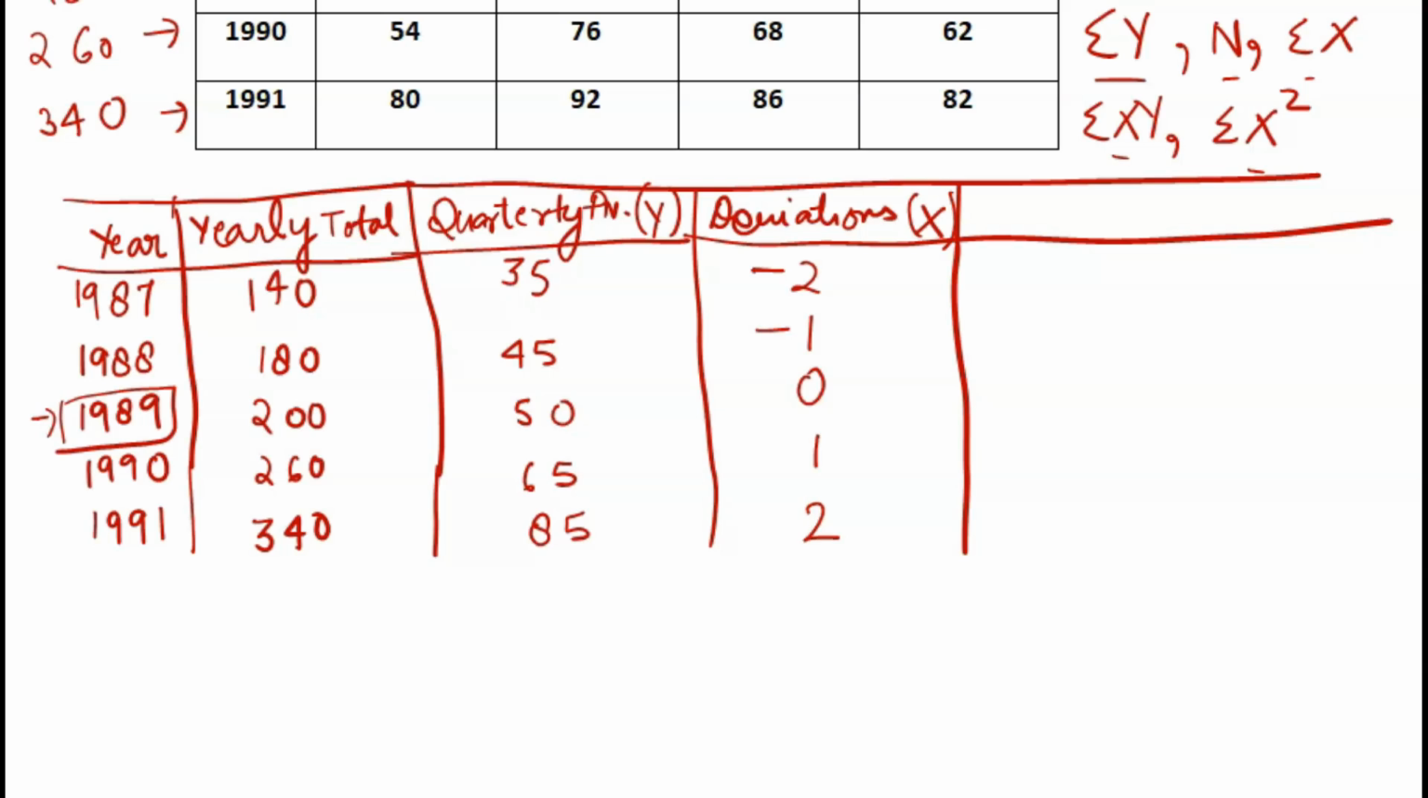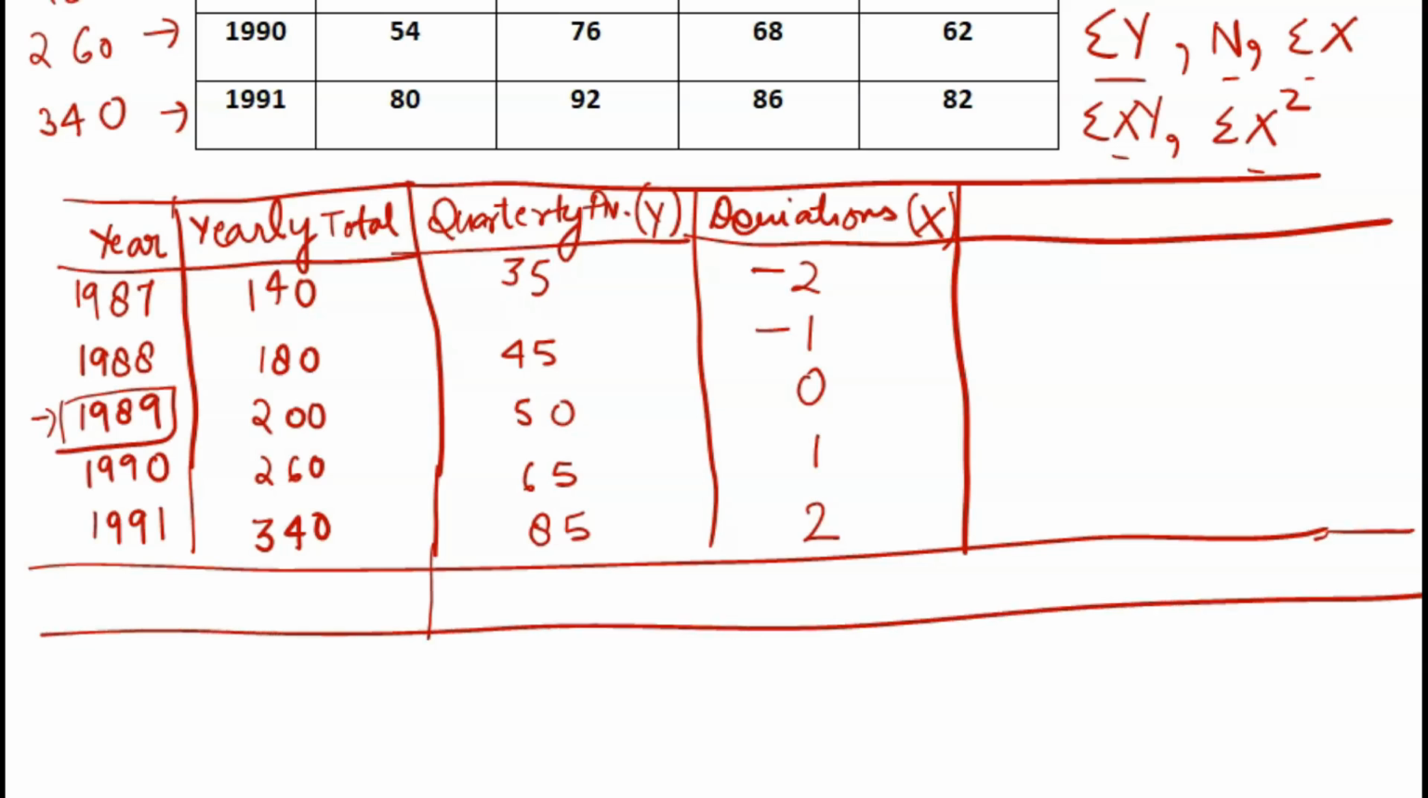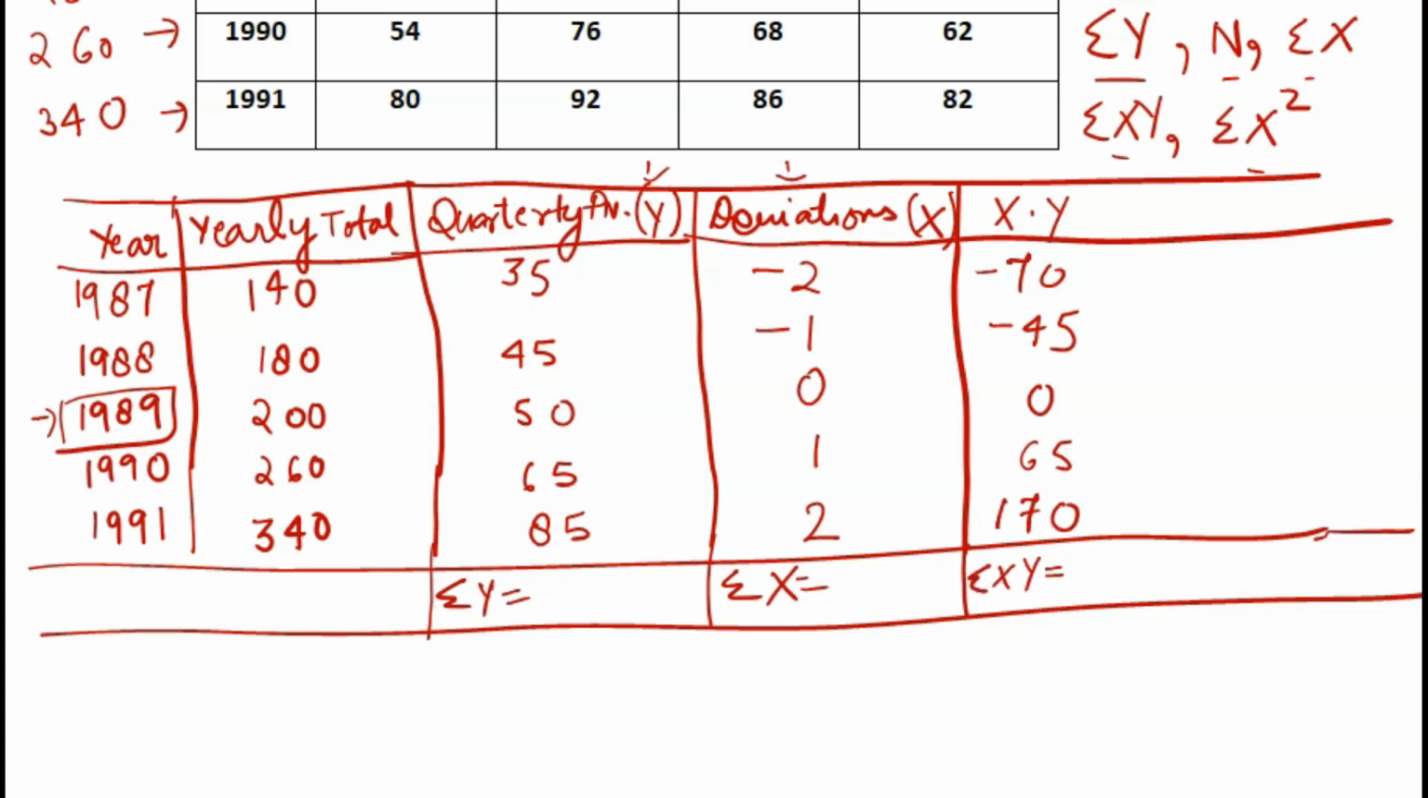Here we need sigma x, sigma y, sigma xy. For sigma xy we will make an xy column, multiplying the x and y columns. 35 multiplied by minus 2 is minus 70. Here minus 45. Here 0. Here 65. Just multiply the x and y columns. That's it. So here sigma y will be 280, sigma x is 0 and sigma xy is 120.